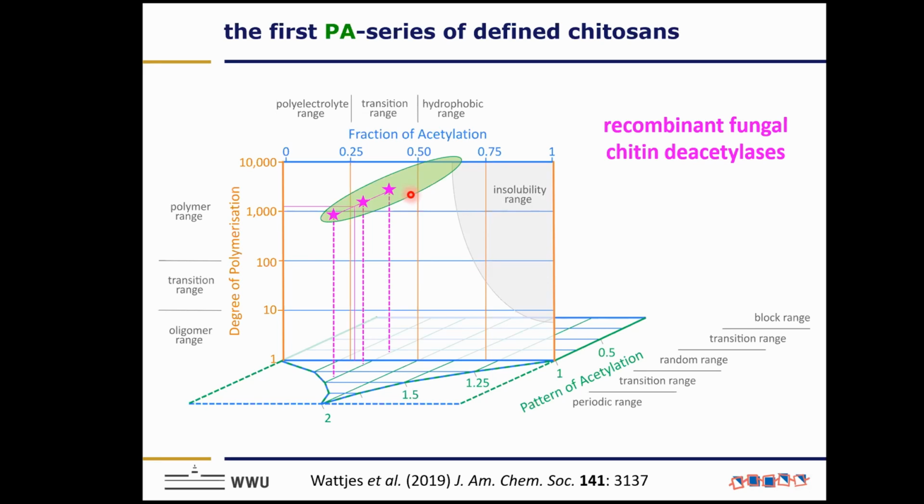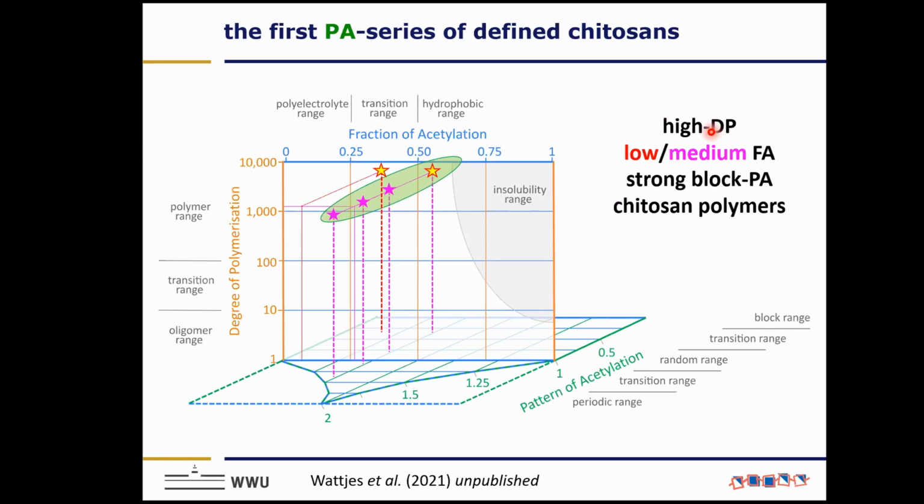Now we have come up with a different way, which I'm not going to describe in detail because it's not yet published, but it allows us to really access the full range of this pattern of acetylation. So we can produce a chitosan with a very blockwise distribution, and this one is one with a medium fraction of acetylation, but we can also produce one with a low fraction of acetylation, and still a very strong blockwise distribution of the acetyl groups.